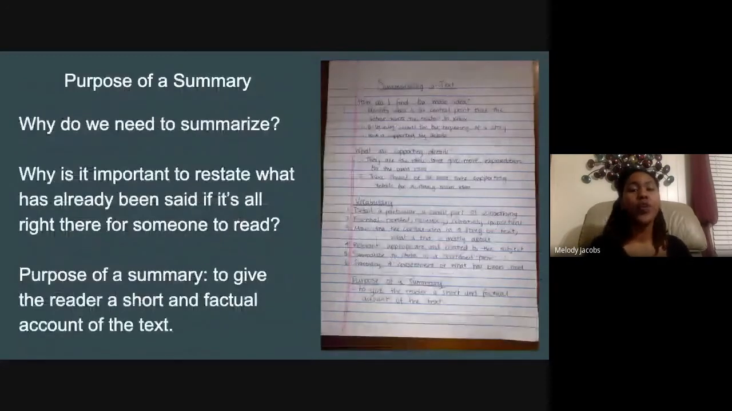Okay, so what is the purpose of a summary? Why are we talking about this? What do we need to summarize? Why is it important to restate what has already been said if it's all right there for someone to read?